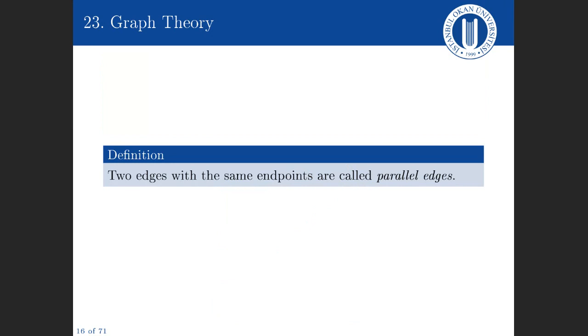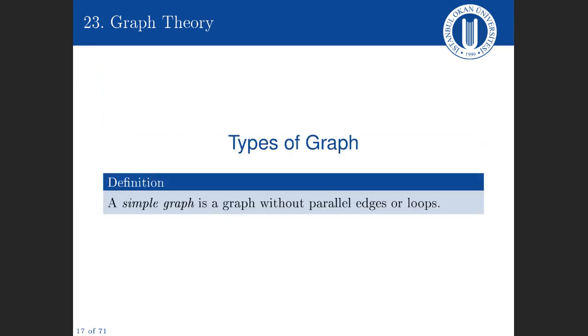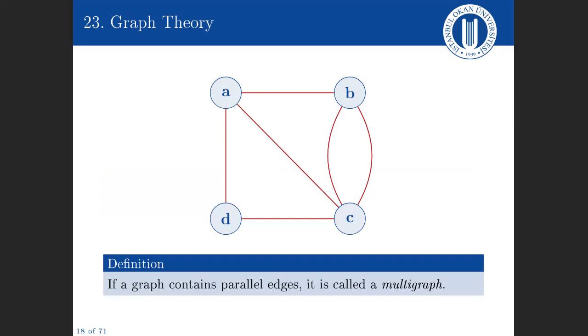Two edges which have the same endpoints are called parallel edges. A simple graph is a graph without parallel edges or loops. If a graph contains parallel edges, then this is called a multigraph. In this picture, the edge which I'm calling edge 1 and the edge which I'm calling edge 2 both have endpoints B and C. These two edges are parallel edges. Because this graph contains parallel edges, this is called a multigraph.